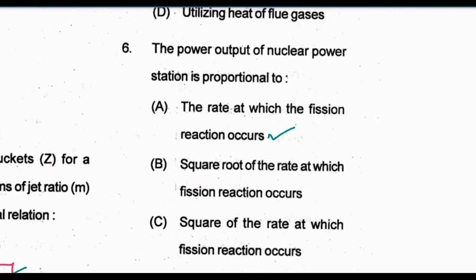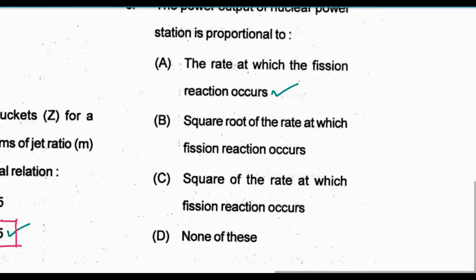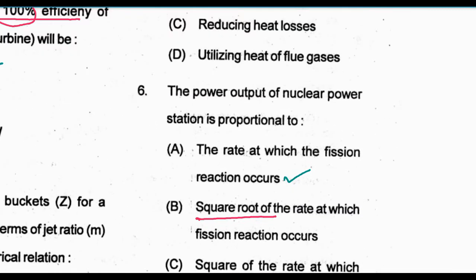Next is question number 6: the power output of a nuclear power station is proportional to option A, the rate at which the fission reaction occurs, option B, square root of the rate at which fission reaction occurs, option C, square of the rate at which fission reaction occurs, and option D, none of these. So the power output of a nuclear power plant is directly proportional to the rate at which the fission reaction occurs.